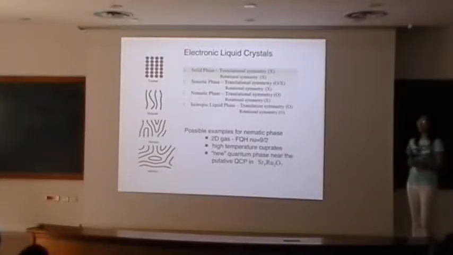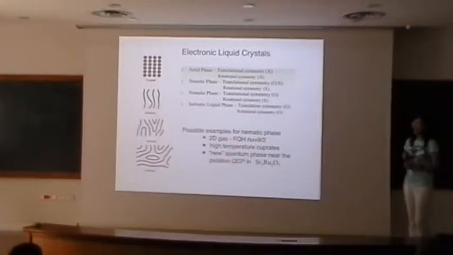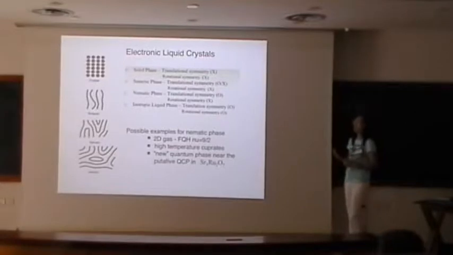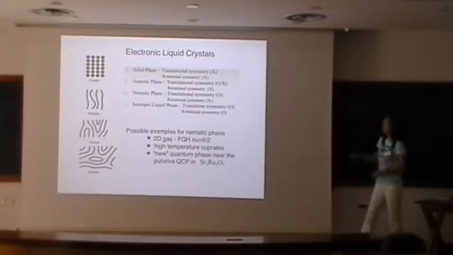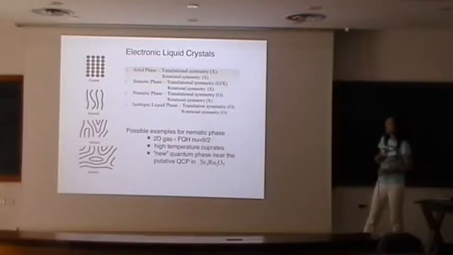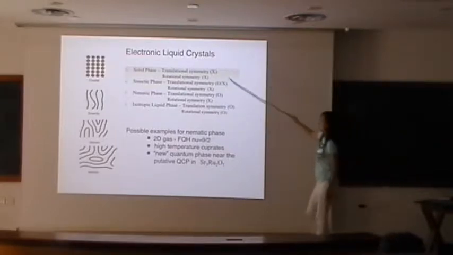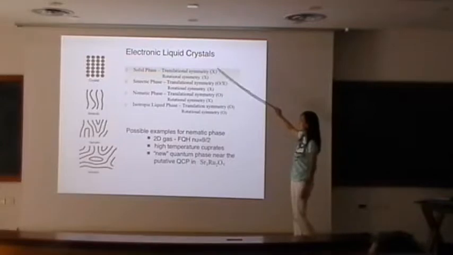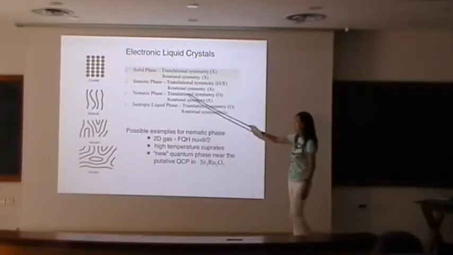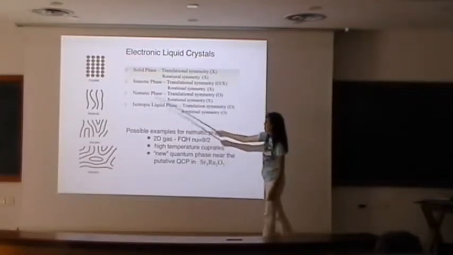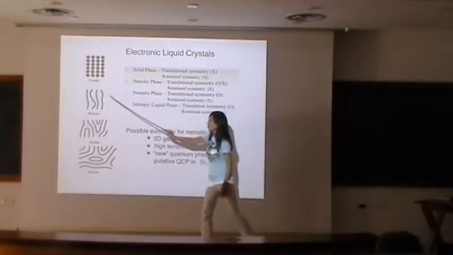This is different from some quantum order or topological order, where the orders are characterized by non-broken symmetry. At least we can characterize them and also work it out in a more straightforward fashion. As I just wrote here, the solid phase breaks the translational and rotational symmetry. The smectic phase breaks one direction of translational symmetry along that way.